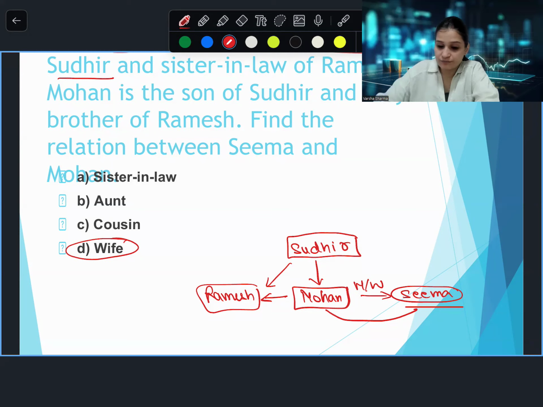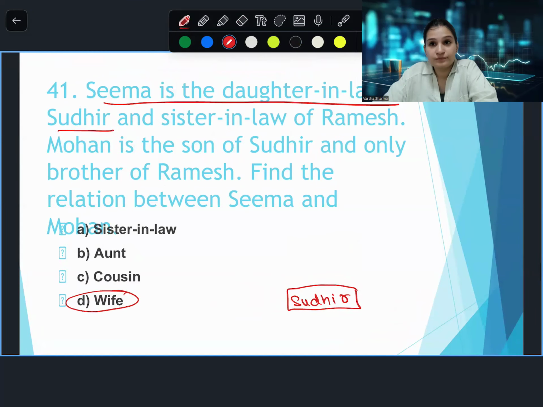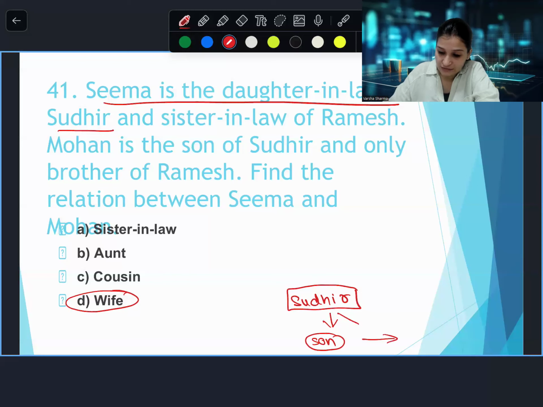Ma'am, is this the line? What do you mean by daughter-in-law? Ma'am, husband or wife's brother or sisters? No. Daughter means beti, right? Yes, ma'am. Seema is not directly the daughter, but she became the daughter after getting married. That means she is the wife of Sudhir's son. That's why daughter. Otherwise, she would have been sister, right? Yes, ma'am.